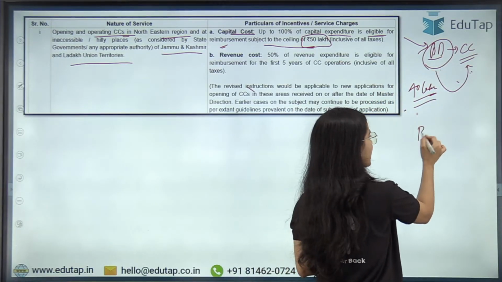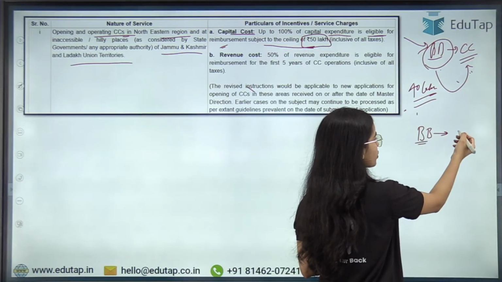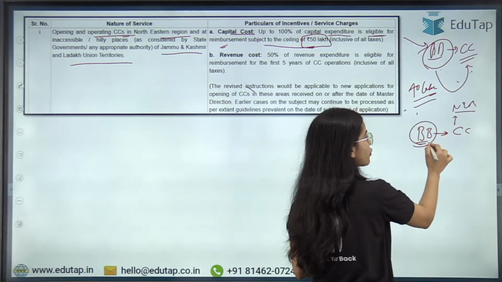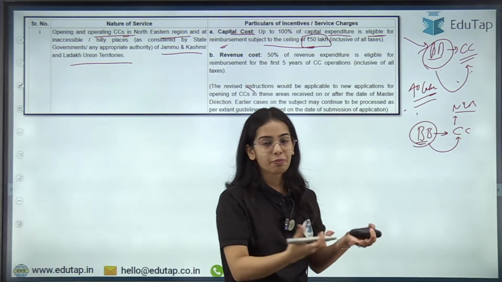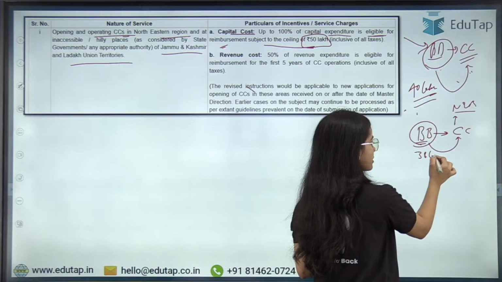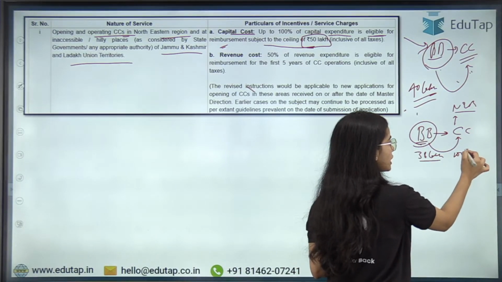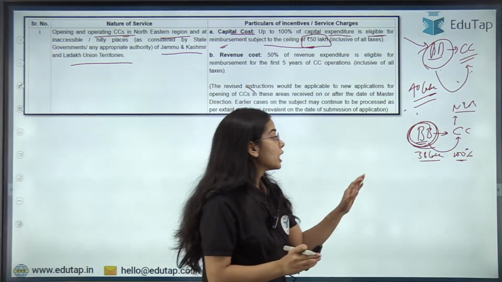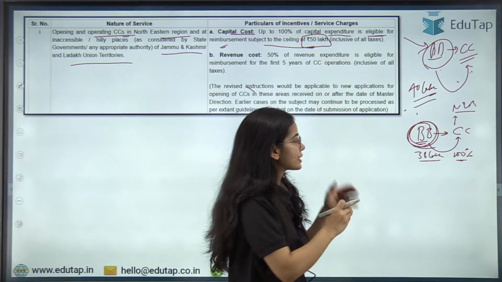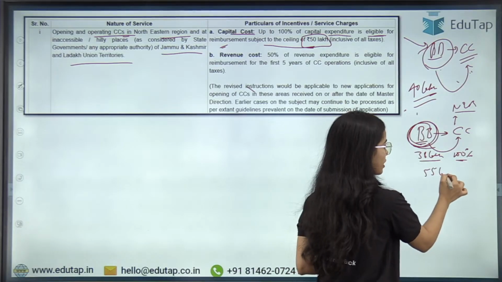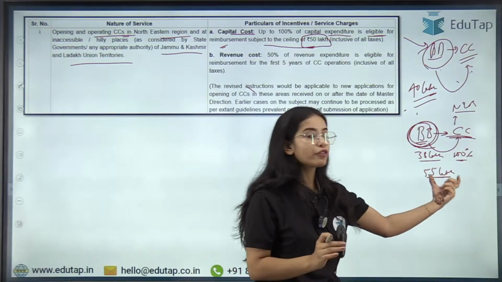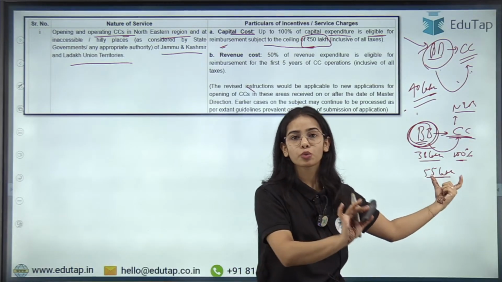So let's say a bank branch has opened a currency chest in the northeastern region. The bank branch for opening the currency chest has spent 38 lakhs. So 100% of the reimbursement will be done to this bank. Okay, but now if, let's say, you have spent 55 lakh for opening this currency chest, then up to 50 lakh only will be reimbursed to the bank branch.